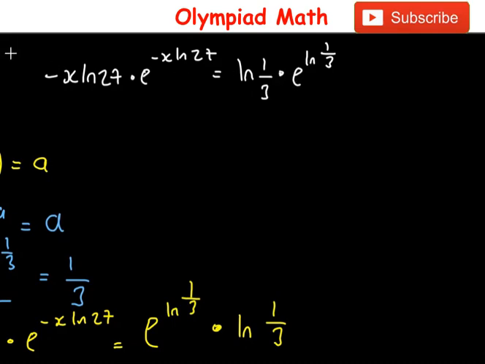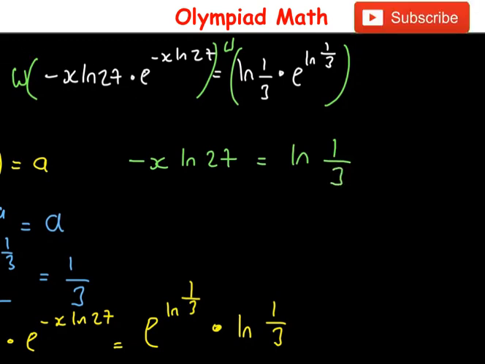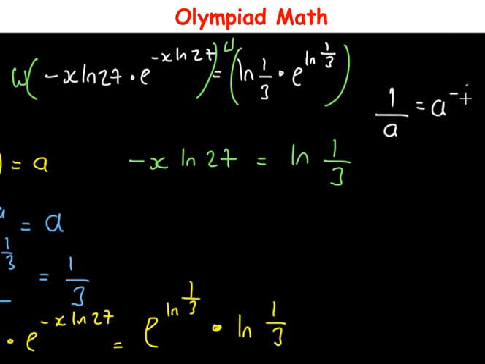So once you apply the Lambert W function to this expression right here, what we have for this then becomes minus x ln 27, and this becomes ln 1 over 3. Also, making use of this rule of indices, that if you have 1 over a, this equals a raised to power minus 1. So applying this rule right here, we have minus x ln 27 is equals ln 3 raised to power minus 1.